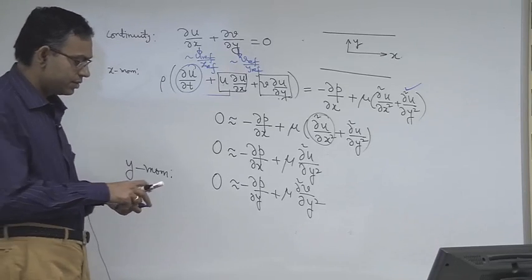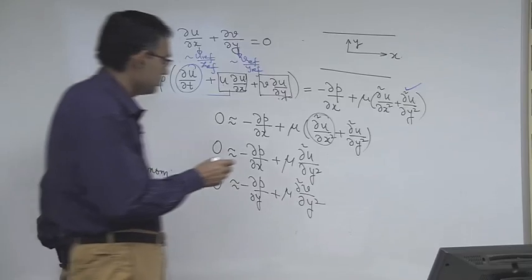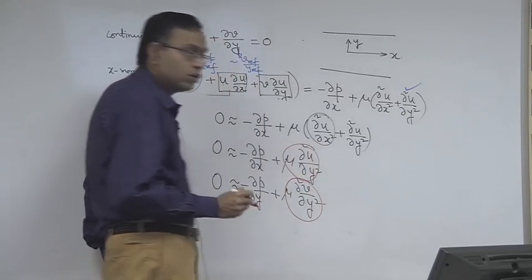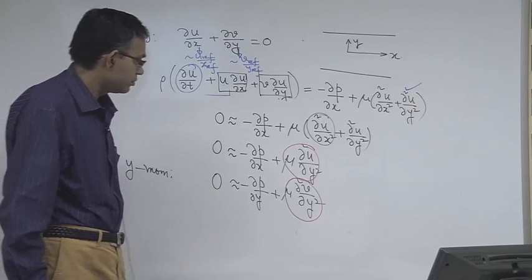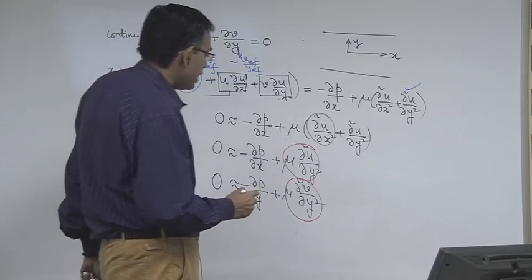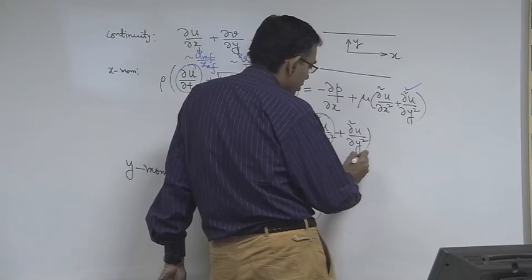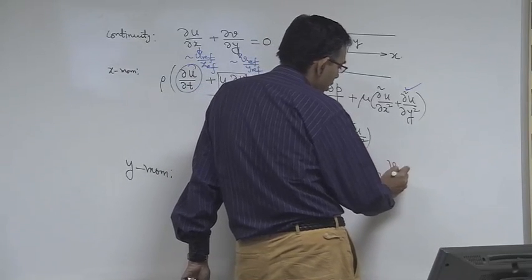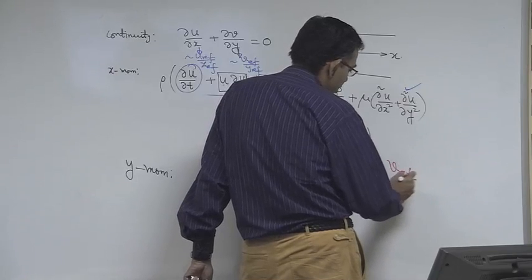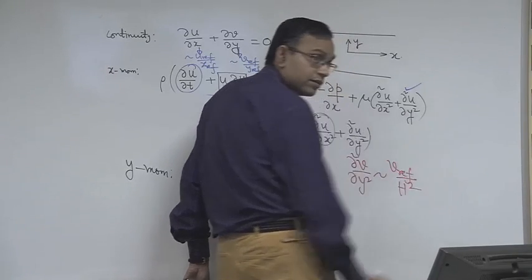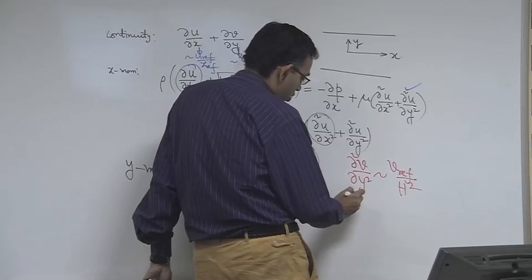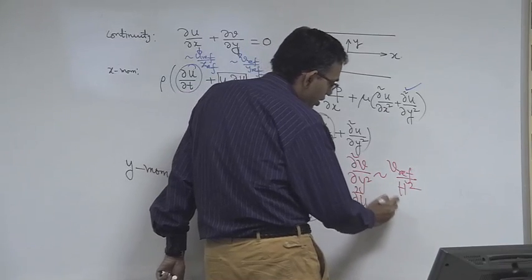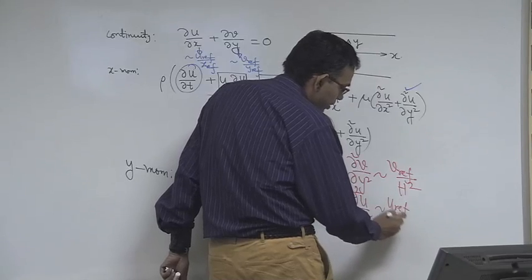Now the question is, out of these two terms, which term is more dominating? To do that, let us write what is the order of del square V del Y square. This is of the order of V reference by H square, and del square U del Y square is of the order of U reference by H square.